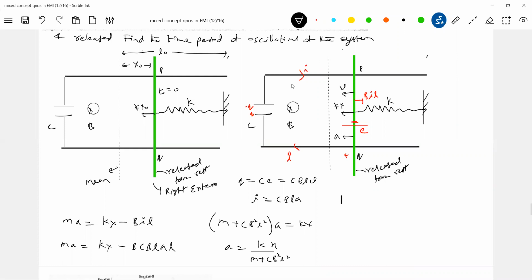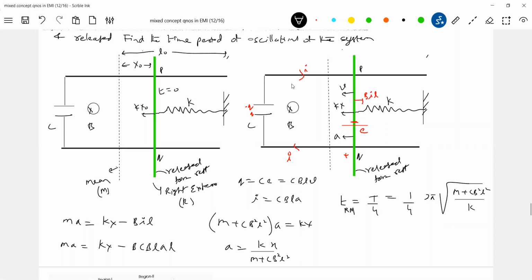The time taken to move from the right extreme to the mean is what I can predict here now. So this time taken should be equal to 1/4 of the time period, 1/4 of 2 pi. Will I agree with this? This is the time taken to move from the right extreme to the mean.